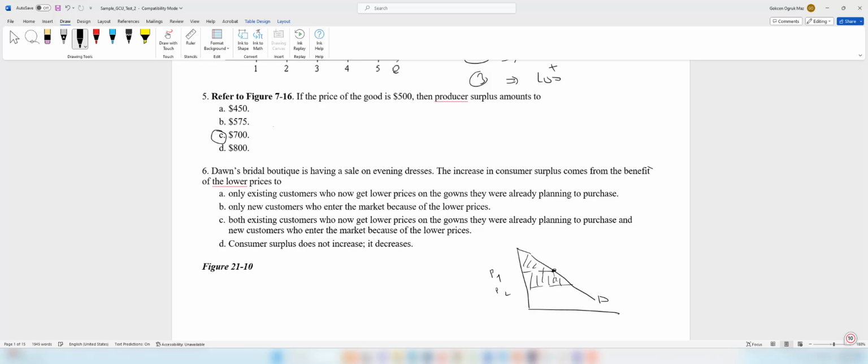We have two reasons why consumer surplus increases. First, existing consumers who are here have more consumer surplus, and also, because of the lower prices, we have new customers entering the market. They are not willing to pay P1, but they are willing to pay P2. Let me draw this. This area is the increase in consumer surplus of existing consumers. This area is from the new consumers. So the right answer is both existing consumers who now get lower prices on the gowns they were already planning to purchase, and the new consumers who enter the market because of the lower prices.